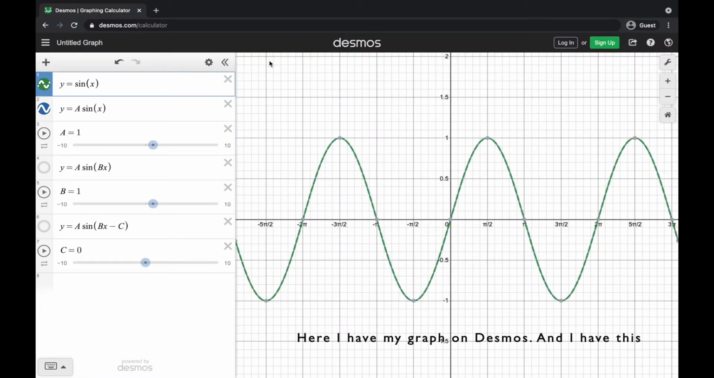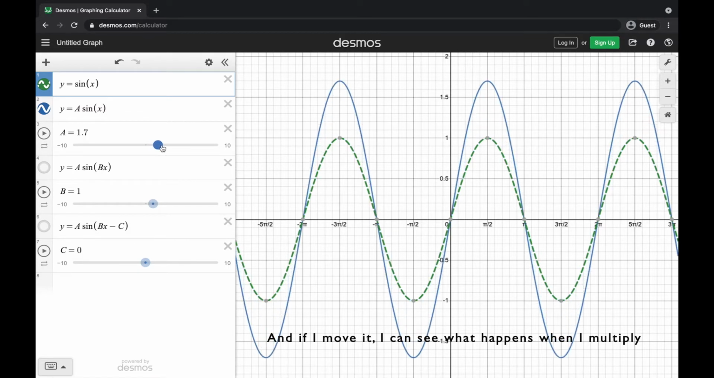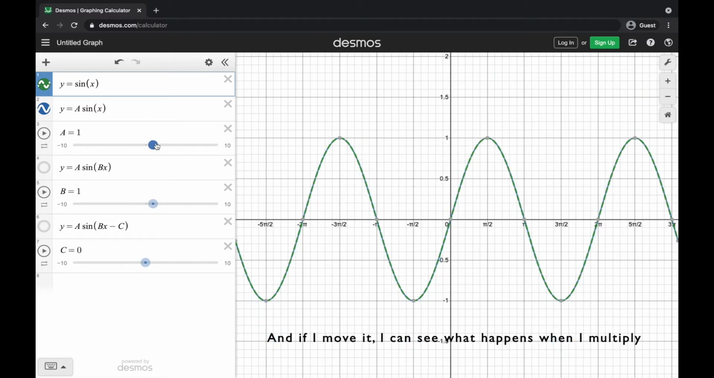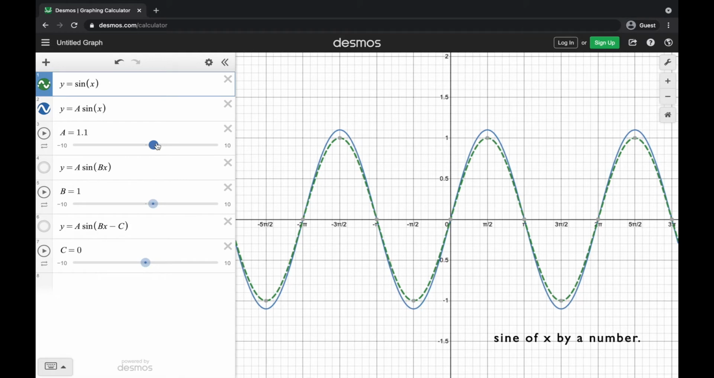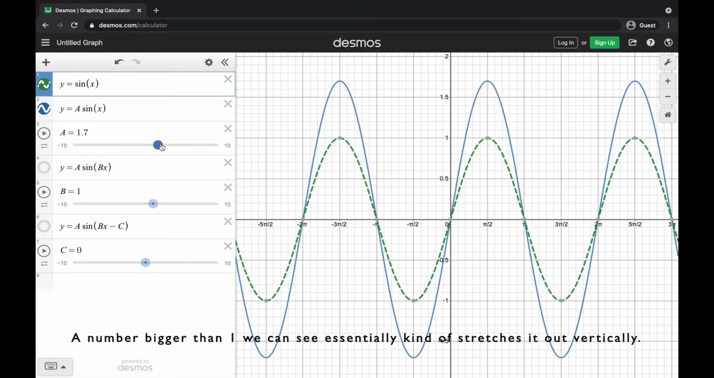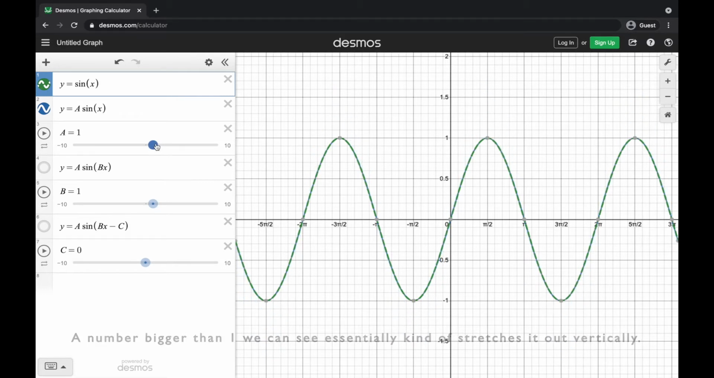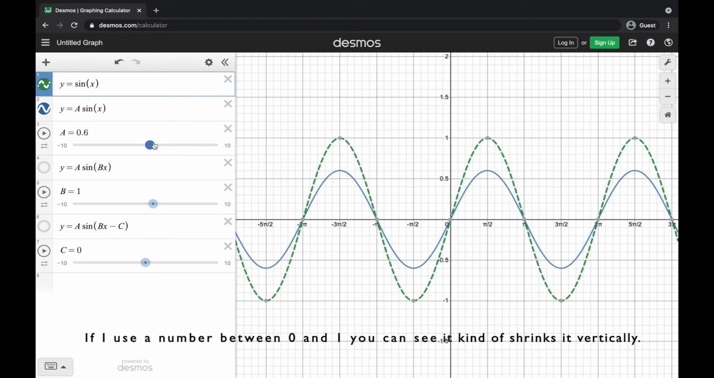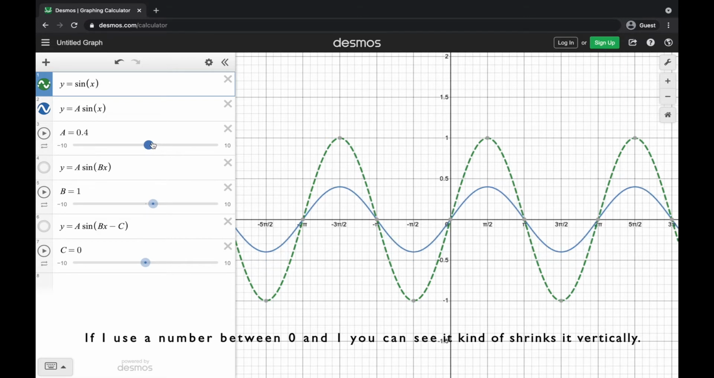Here I have my graph on Desmos, and I have this slider here for a. And if I move it, I can see what happens when I multiply sine of x by a number. A number bigger than 1, we can see essentially kind of stretches it out vertically. If I use a number between 0 and 1, you can see it kind of shrinks it vertically.